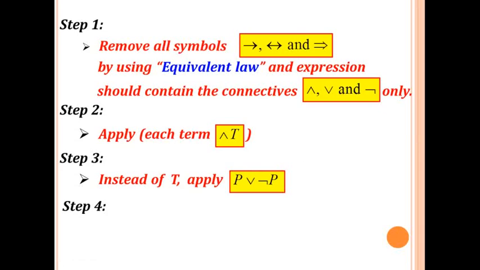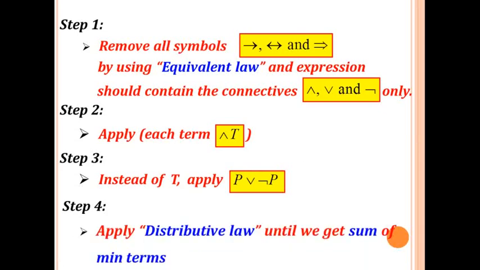Step number four is nothing but apply distributive law until we get sum of minterms. So in the previous video lecture, we discussed what is a minterm. What is a minterm? If any variables are connected by the product operator, then the terms are called minterms. Okay, therefore, once we get sum of minterms, that is called what? Principal Disjunctive Normal Form.